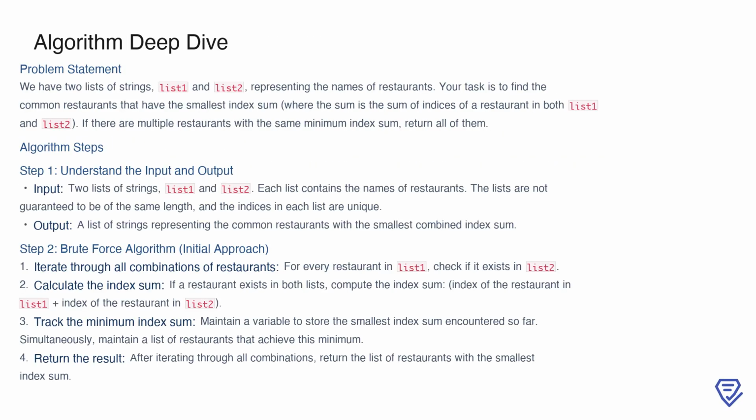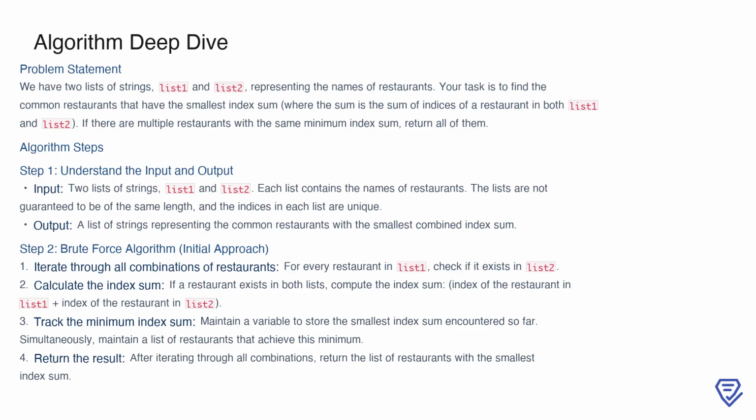In this problem, we are given two lists of strings, list 1 and list 2, where each string represents the name of a restaurant. The goal is to find common restaurants between the two lists, but there's an additional constraint: we need to find those common restaurants that have the smallest index sum. The index sum is calculated as the sum of the index of a restaurant in list 1 and its index in list 2. If multiple restaurants share the same smallest index sum, we return all of them.